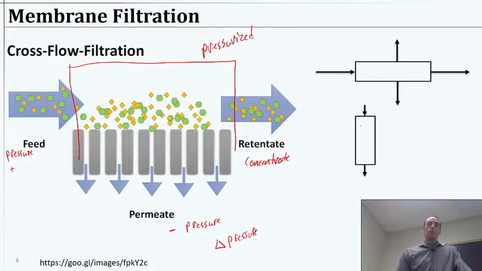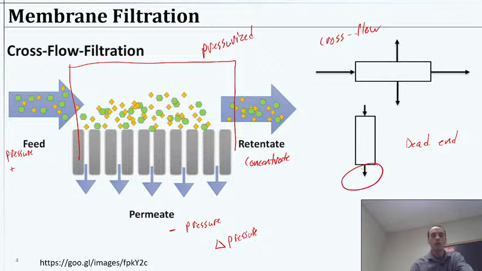All right, so then we can take a look at two diagrams that would be the box diagrams here. One would have a cross-flow system, and the other would be dead end. You're probably most familiar with dead-end filtration in terms of a syringe filter in a lab, where you'd have some syringe and then you'd add this little filter device that attaches here. You push it through and you get filtered water coming out. That would be a dead-end filtration.